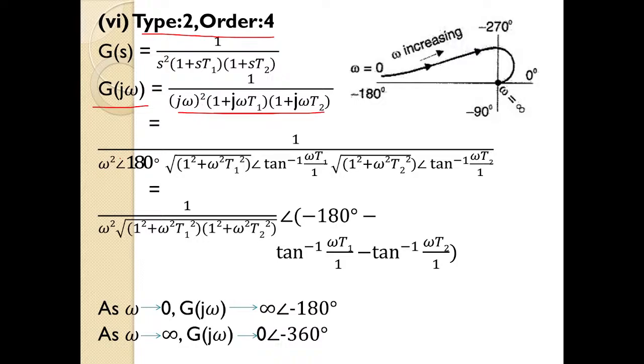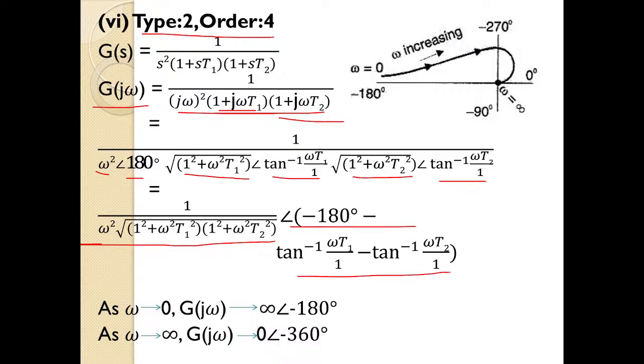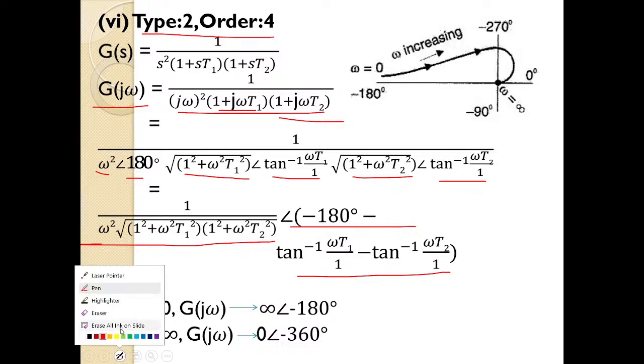For j omega square, the magnitude is omega square and the angle is minus 180 degrees. For 1 plus j omega t1, the magnitude is root of 1 square plus omega square t1 square, and the angle is tan inverse of omega t1. For 1 plus j omega t2, the magnitude is root of 1 square plus omega square t2 square, and the angle is tan inverse of omega t2. Now write down all magnitudes on one side and phase angles on the other side.